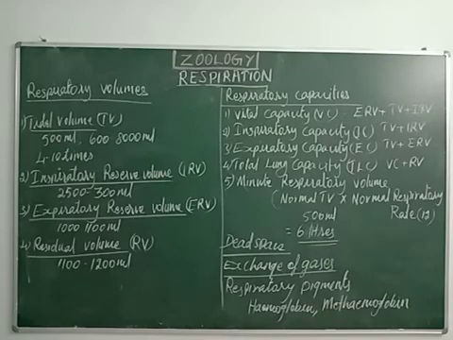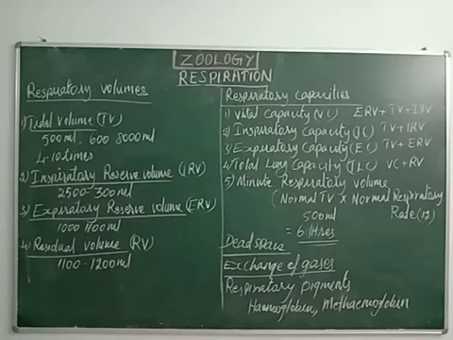It is calculated by adding TV and IRV. So when we add tidal volume and inspiratory reserve volume, we will get inspiratory capacity. Okay, dear students, hope you all understood this second capacity.